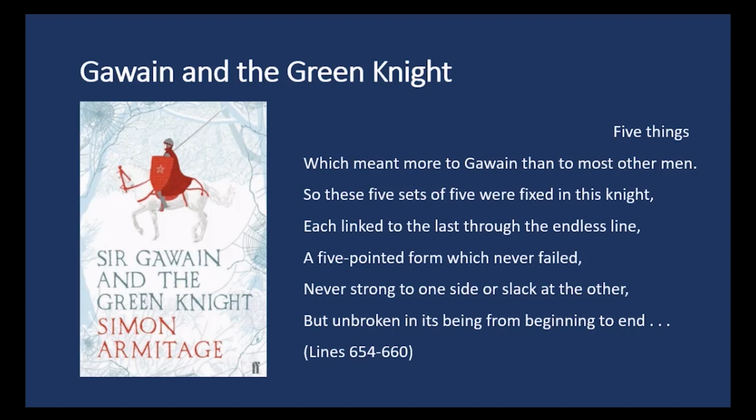It says, five things which meant more to Gawain than to most other men. So these five sets of five were fixed in this knight, each linked to the last through the endless line, a five-pointed form which never failed, never strong to one side or slack at the other, but unbroken in its being from beginning to end. So actually what's interesting here is that the medieval text describes a topological form. It's using the idea of the topology already. And that's why Gawain adopts it as his symbol, because he wants this sense of himself as perfect. And of course, in the poem, he's tested and he fails to meet that perfection.